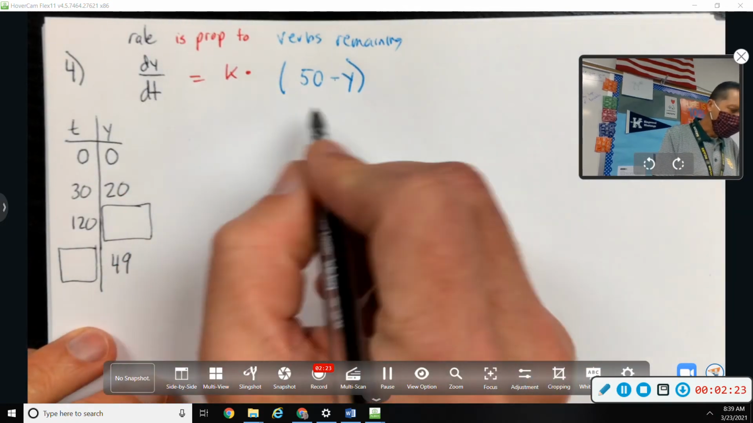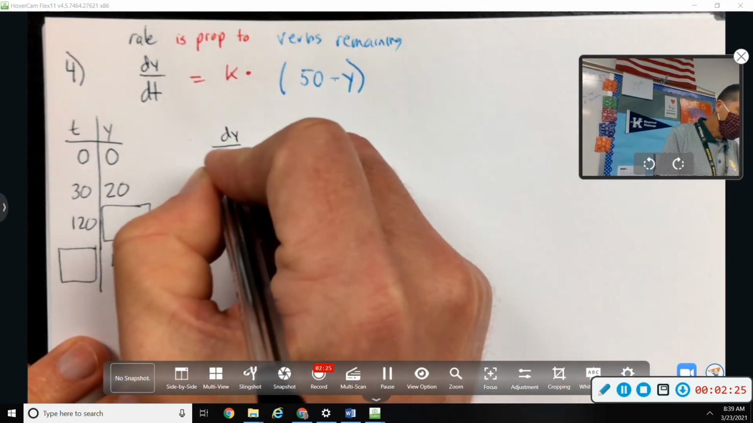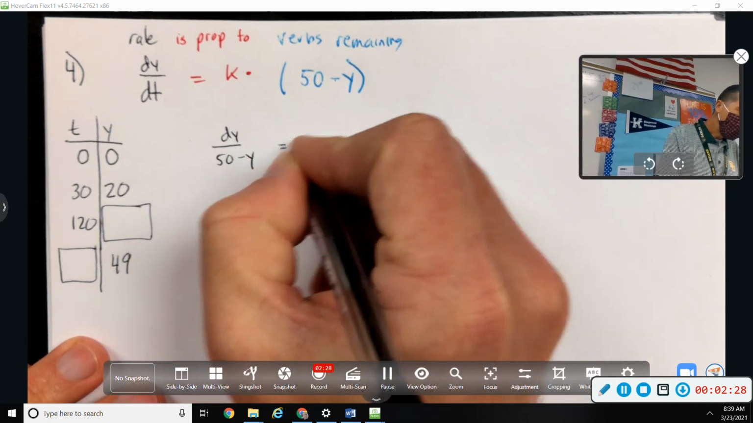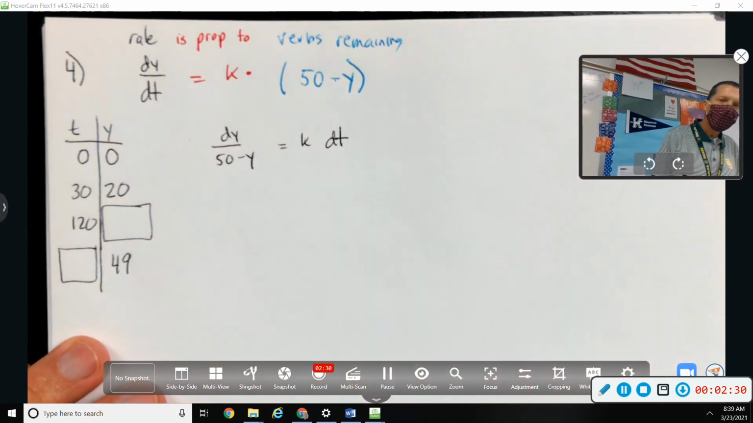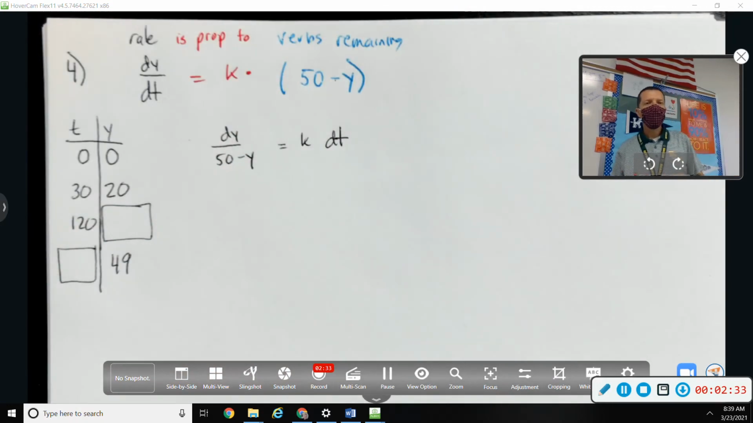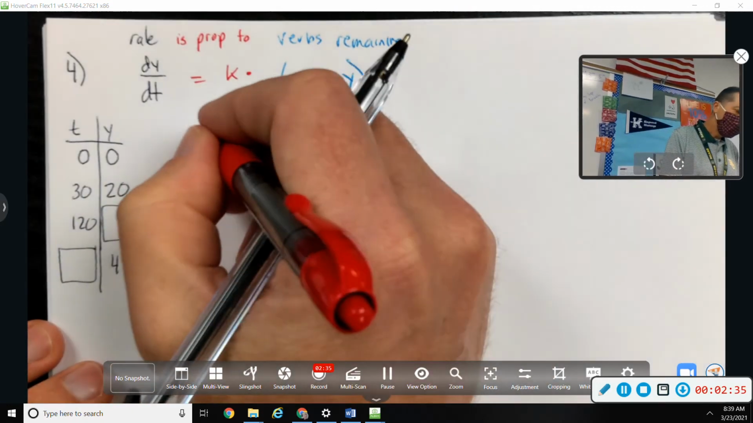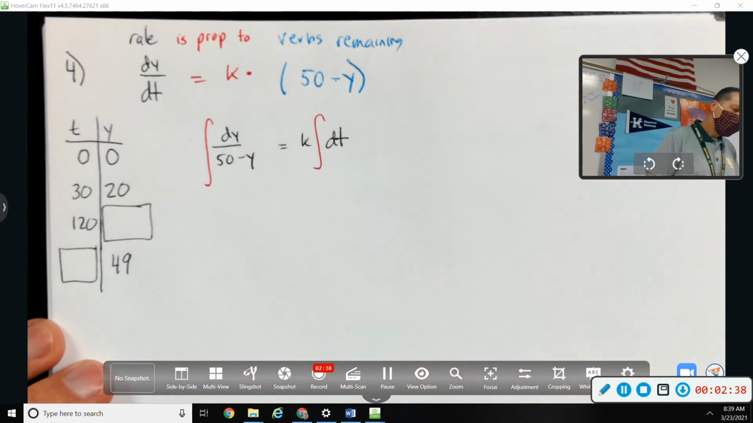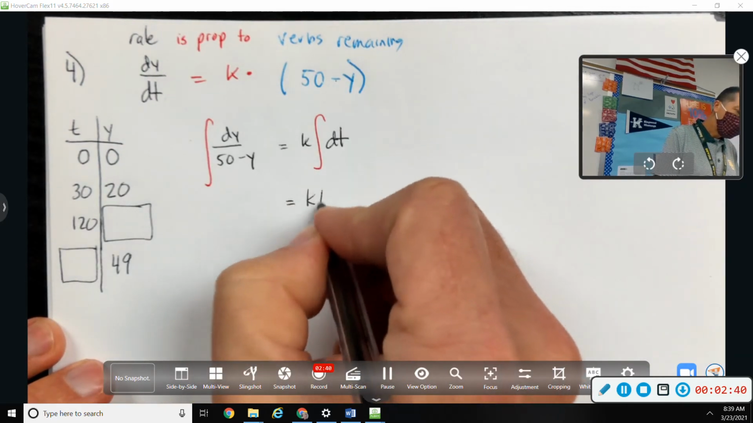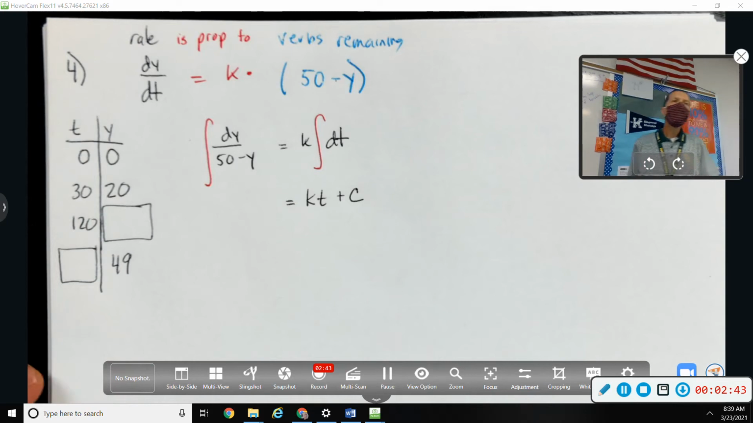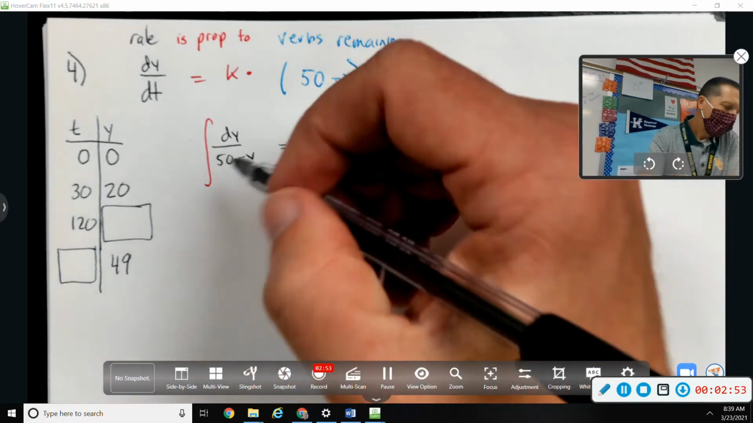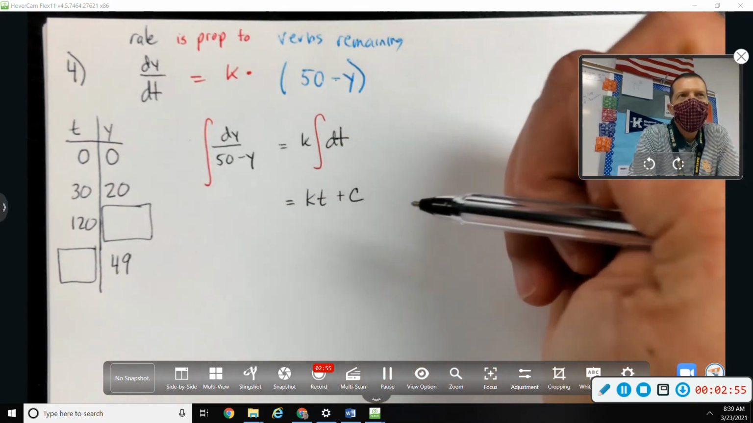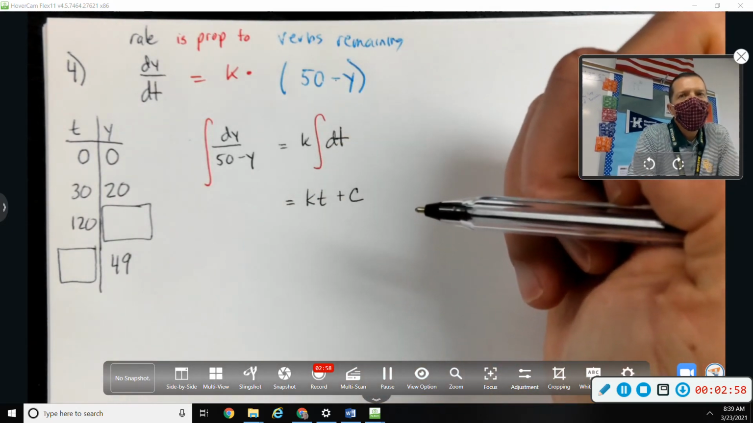So the equation: dy over 50 minus y equals k dt. That's the separate-the-variables part of the problem. Integrate. Right-hand side's easy. Left-hand side, I'm glad we picked this one. It looks like natural log, which was all the ones we did yesterday. But what about this one is a little bit different? There's a negative. So how do I handle that?